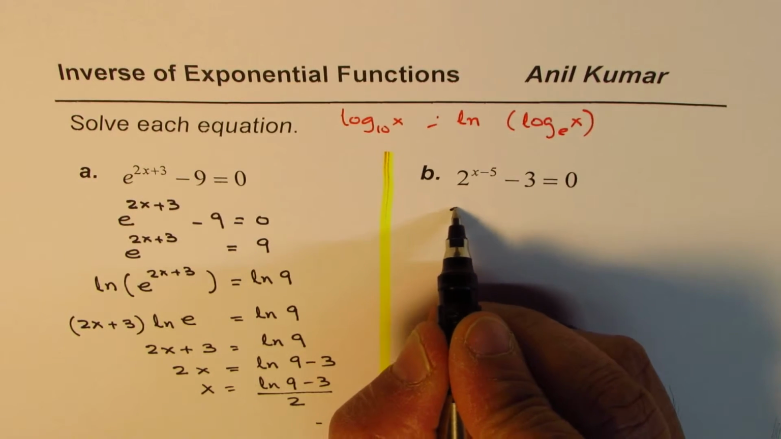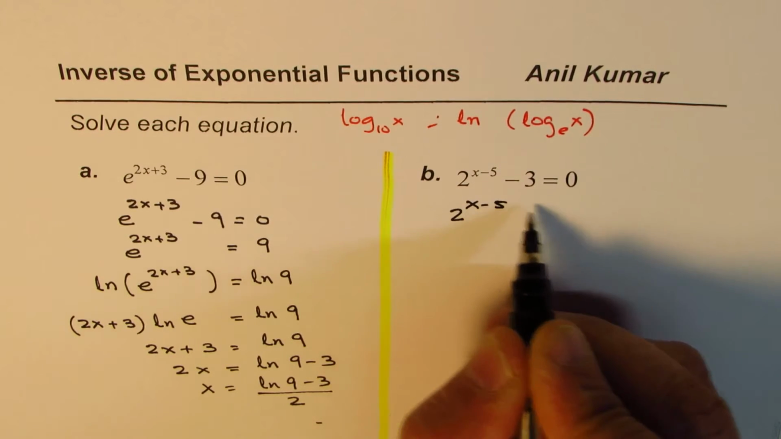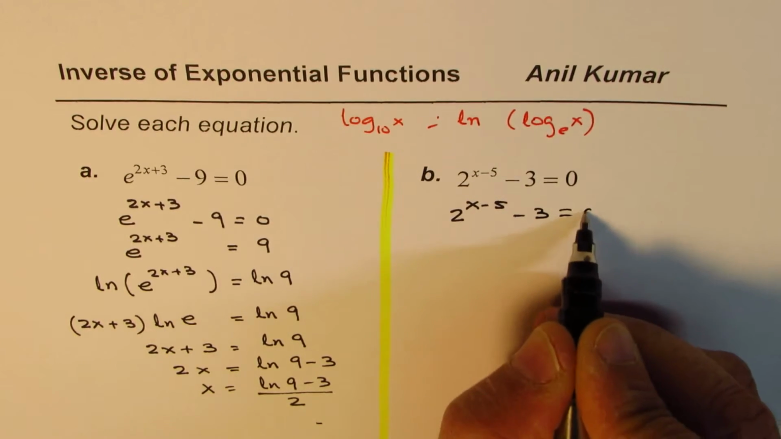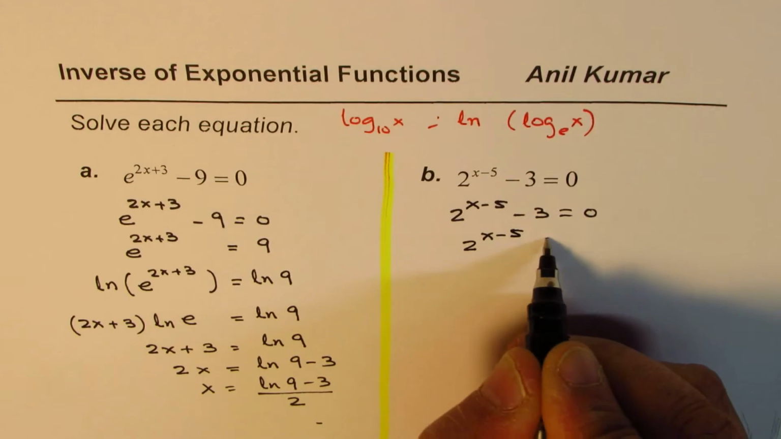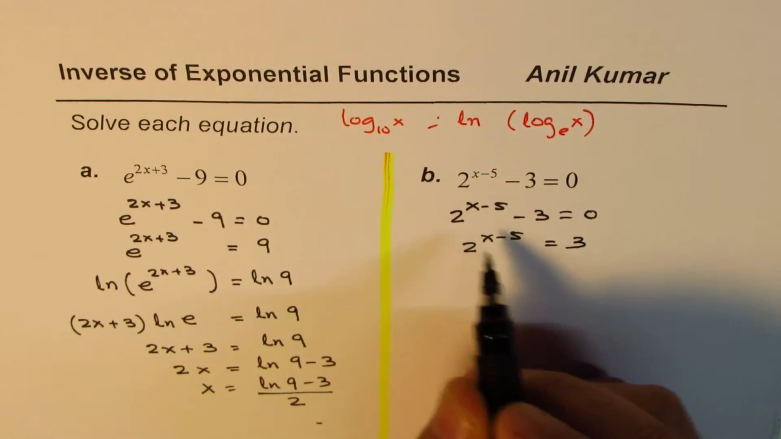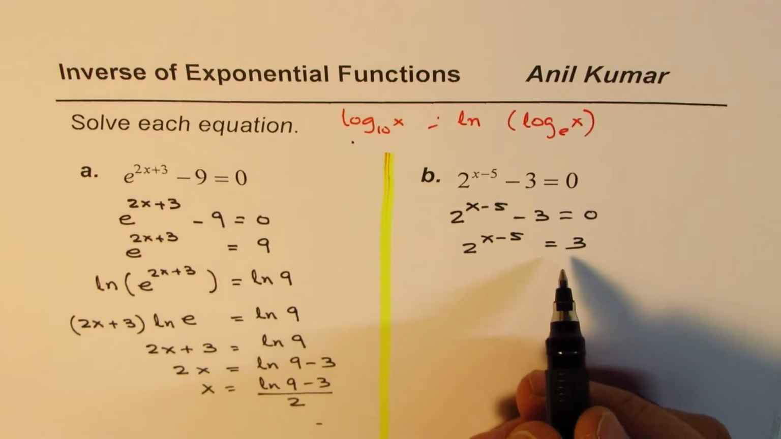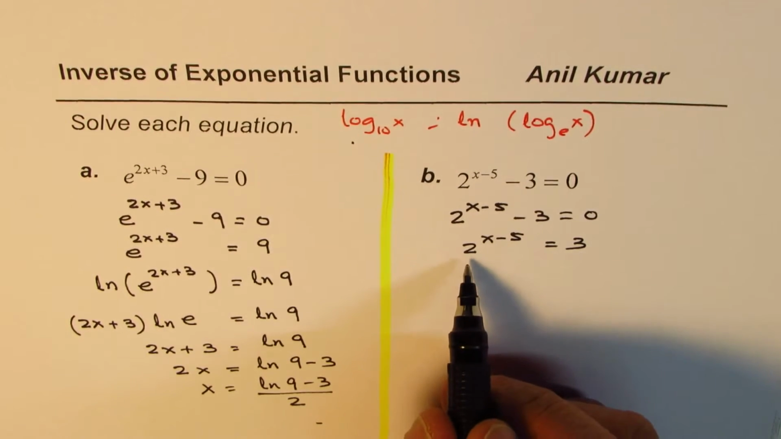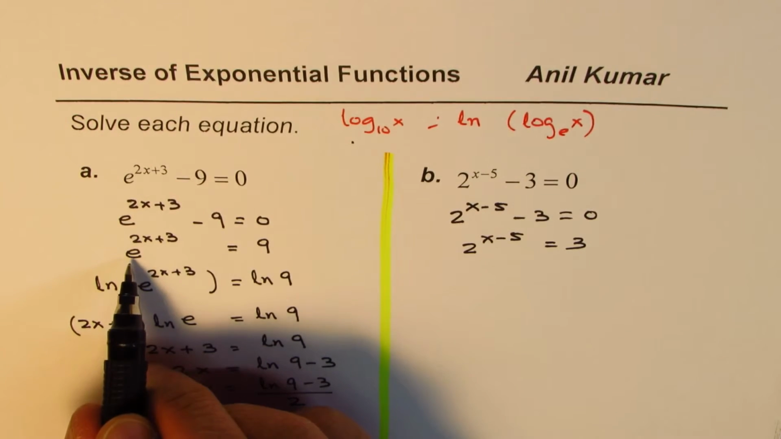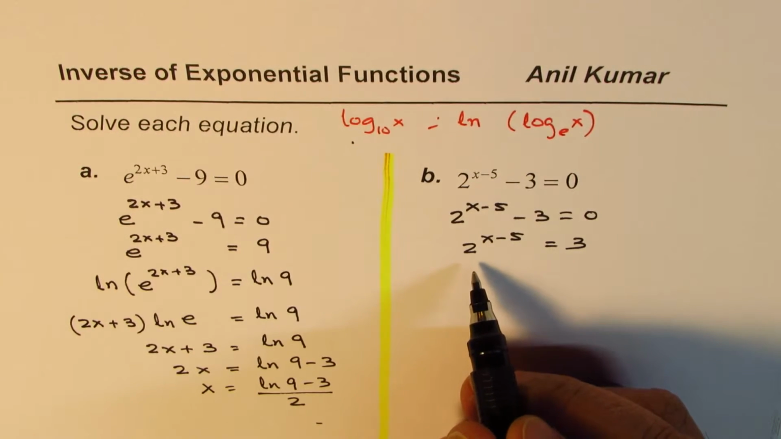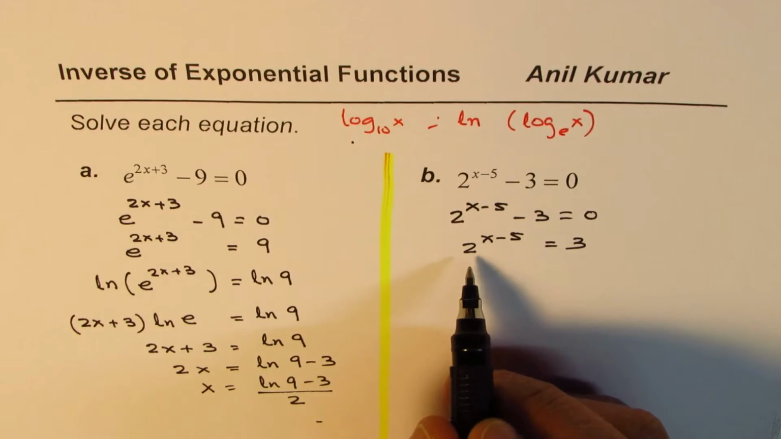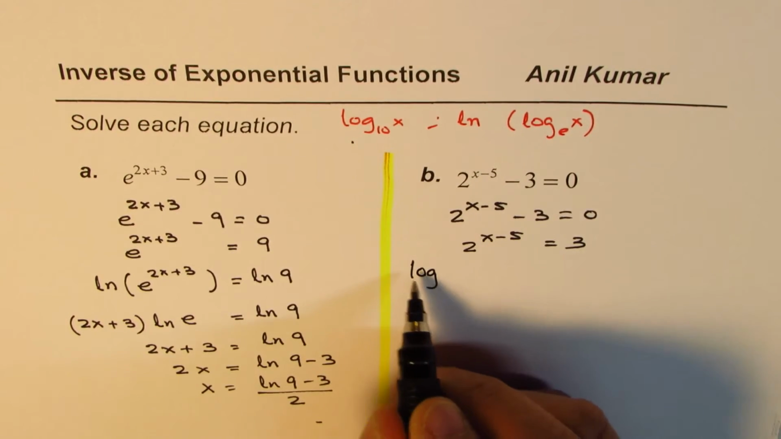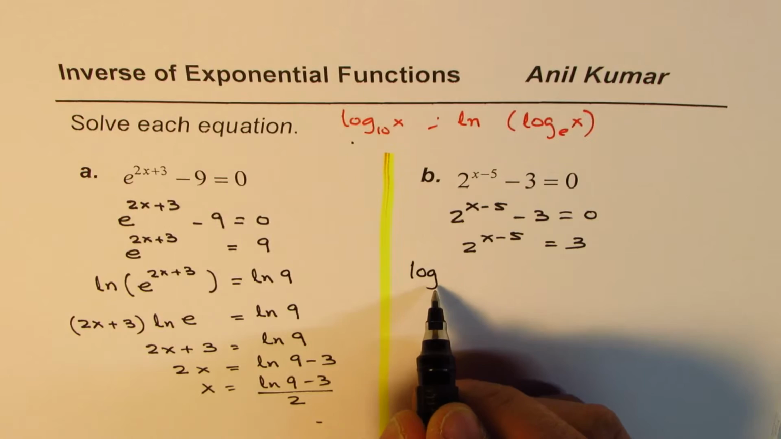So here we have 2 to the power of x minus 5 minus 3 equals 0. We can take 3 on the right side. So we get 2 to the power of x minus 5 equals 3. Now we will take log to the base 10 in this particular case. You could take log to the base 2 as we took ln for e, but that doesn't really help because most of the calculators do not work with base 2, right? They work with base 10 or e. So we'll take log. When we write log as such, base is 10, that is assumed, right?